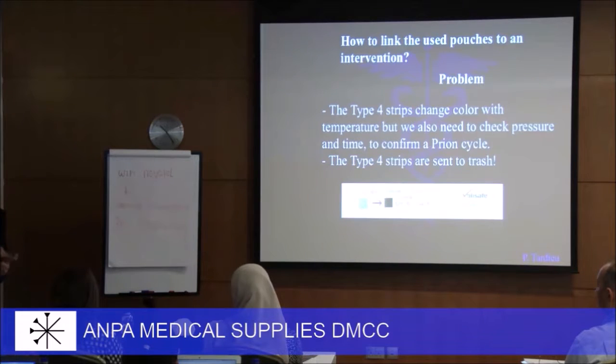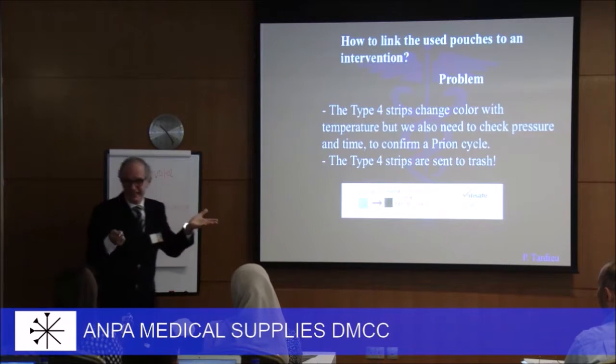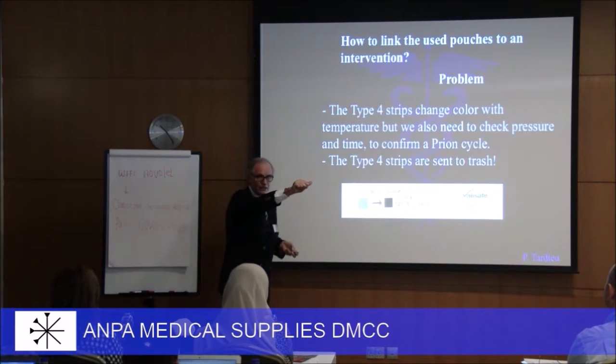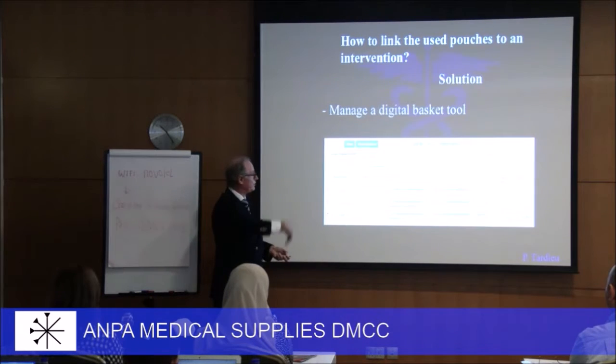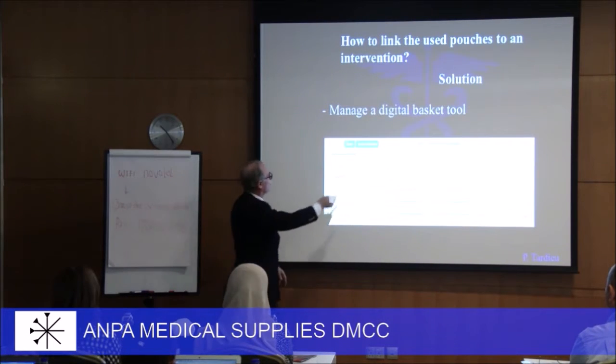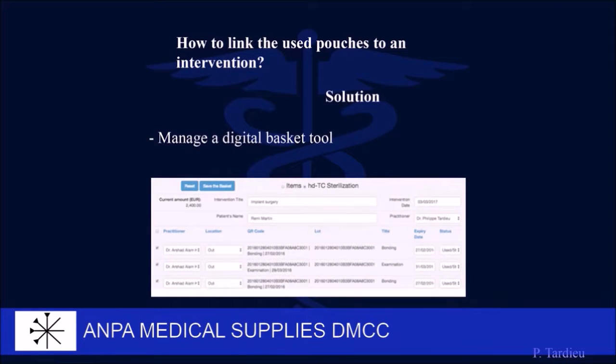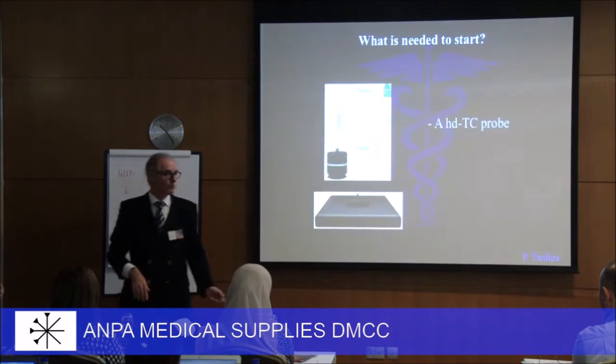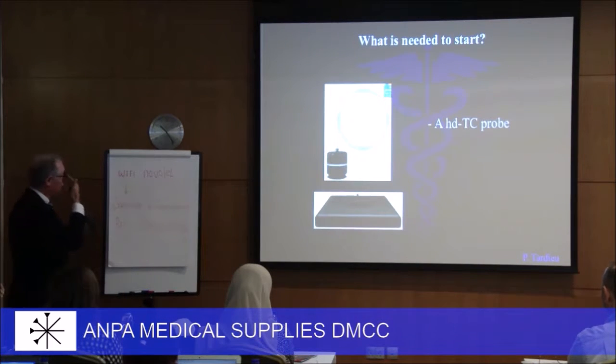So not only is it not proving that it's sterile, but you throw it in the bin. So there is something wrong in that. Instead of this, we just mark, scan, and put it in the file. So we have the list of everything scanned, nothing to write. We don't write that, and we click, and we put it in the items, and we put it in the pouches.